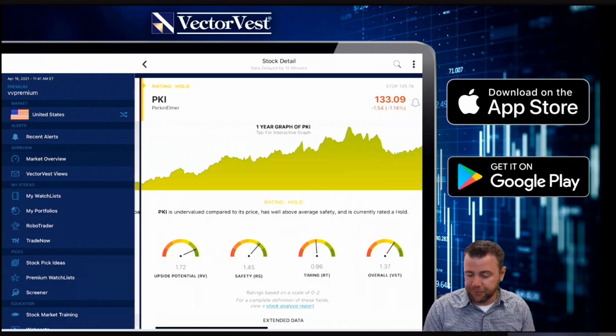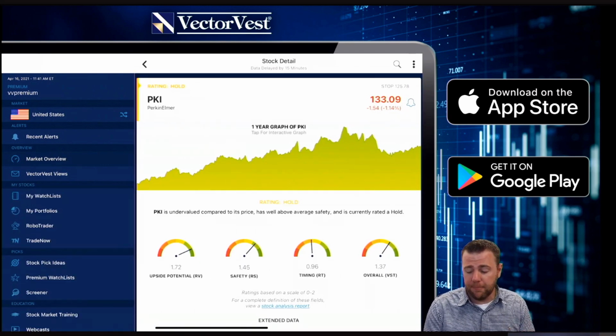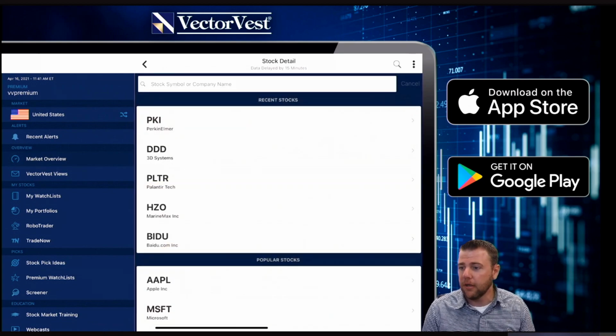PKI. PKI has great long-term potential, less risk associated with it. However, that short-term trend is starting to dissipate. You're definitely paying closer attention to it right now. Overall, it's a good stock, but that timing is something you need to be focused on for the moment.